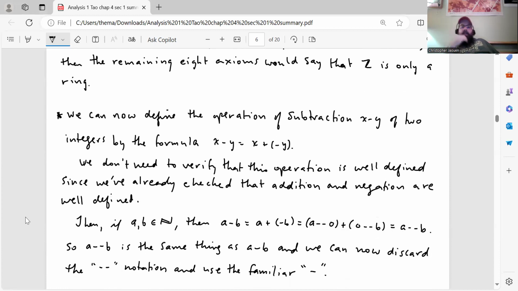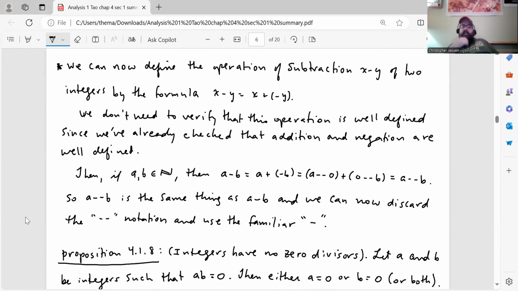All right, we can now define the operation of subtraction x minus y of two integers by this formula here: x minus y equals x plus minus y. So here we're defining subtraction in terms of addition of negatives. We don't need to verify that this operation is well defined, since we've already shown that addition and negation are well defined, and we're defining subtraction in terms of those two things.